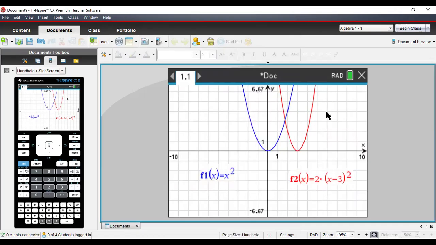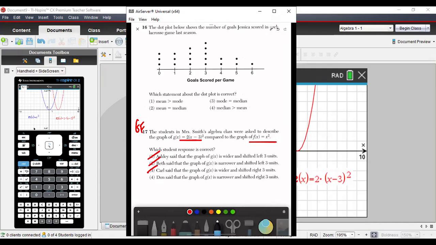By the way, the red one is g of x. The blue one is f of x. So the red one is obviously narrower. So Carl is also wrong. So Don has to be right, but let's double check it. Don said that g of x is narrower. That's true. And it's been shifted to the right 3 units, and it has.